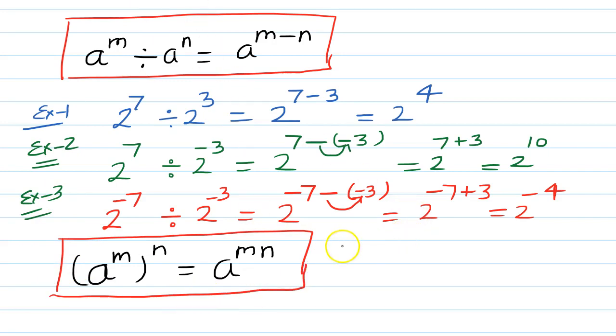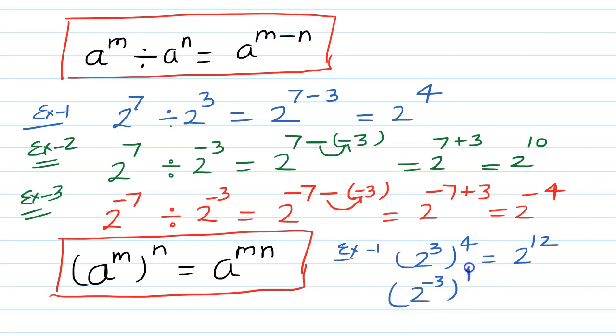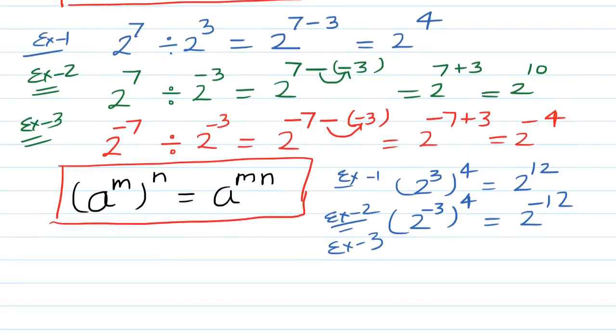Let's see an example here: 2 to the power 3 and outside is 4, so it will be 2 to the power 3 times 4, which is 12. If it is 2 to the power minus 3 and outside 4, then you multiply minus 3 and 4, so it will be 2 to the power minus 12. We can take another example. This is example 2. Now example 3. For example 3, let's create some space here.